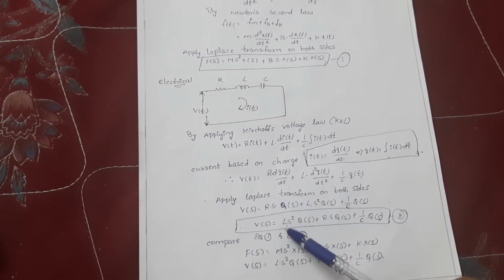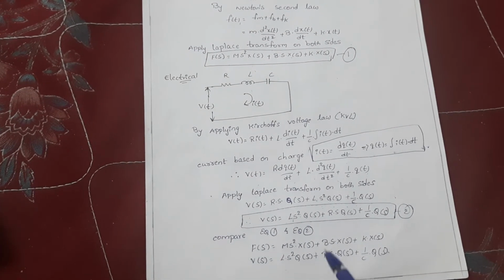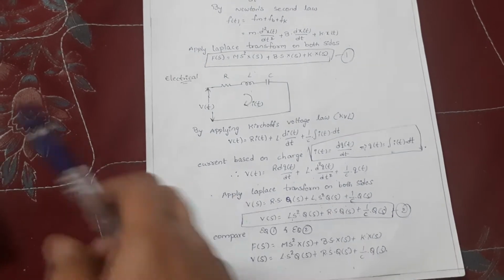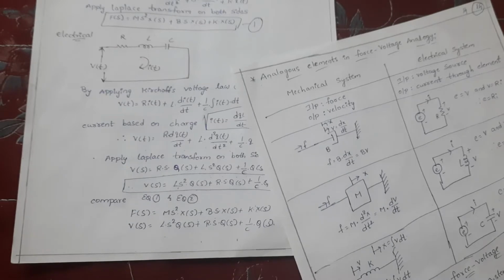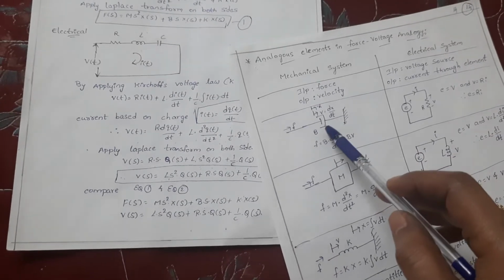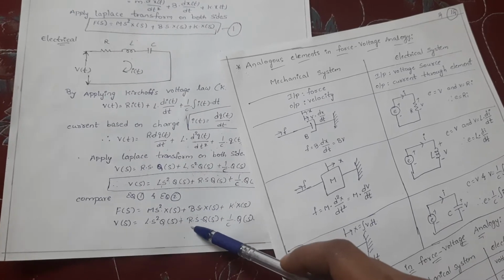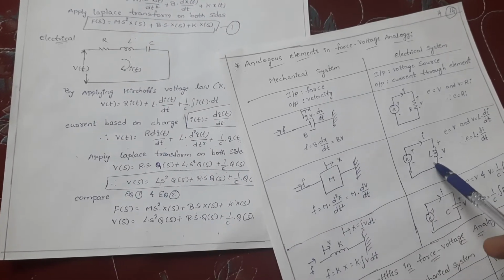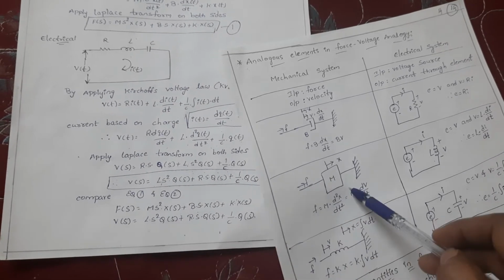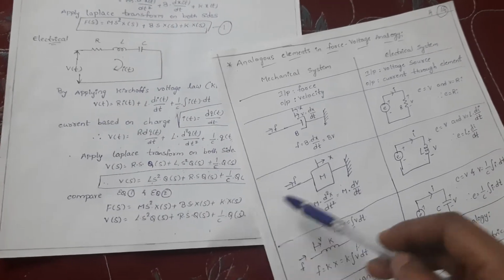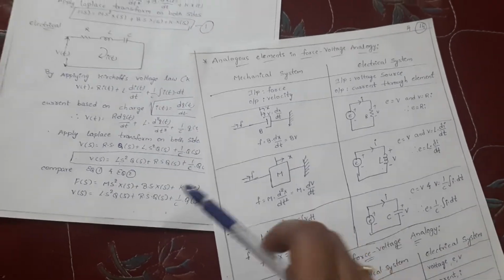See, when we compare, what we got: M with L, B with R, and K with 1 by C. The same as what we wrote in the force voltage analogy: B with R, M with inductor L, and K with capacitor 1 by C. The formula we wrote was 1 by C integral I of t dt, right?